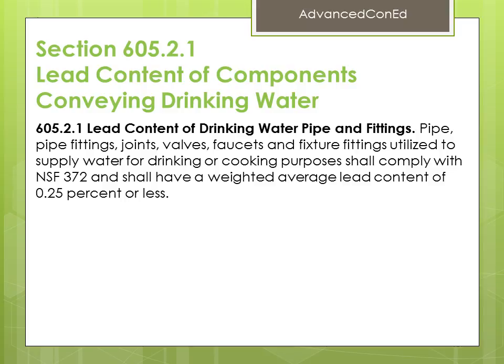Section 605.2.1, Lead content of components conveying drinking water. Lead content of drinking water pipe and fittings. Pipe fittings, joints, valves, faucets, and fixture fittings utilized to supply water for drinking or cooking purposes shall comply with NSF 372 and shall have a weighted average lead content of 0.25% or less.